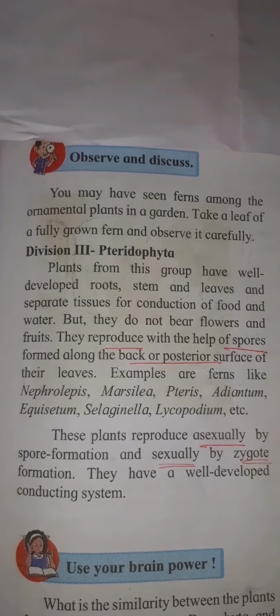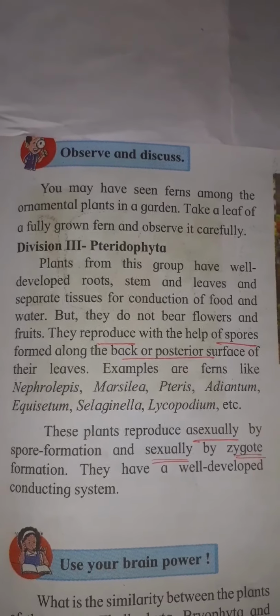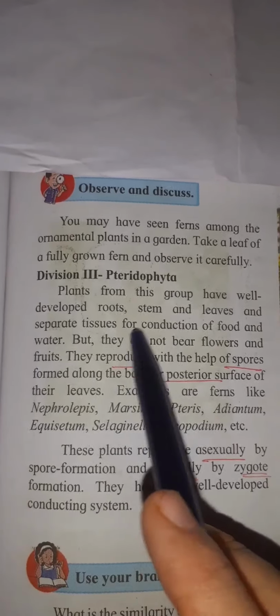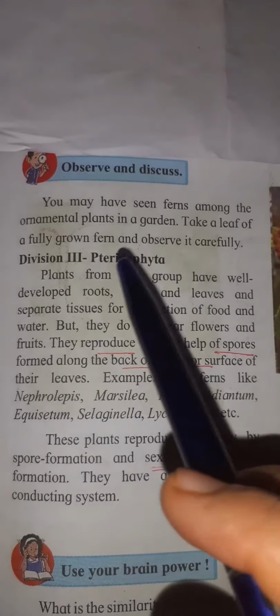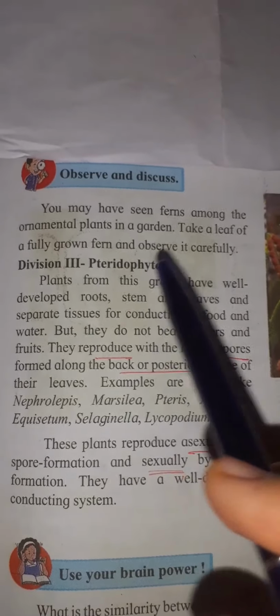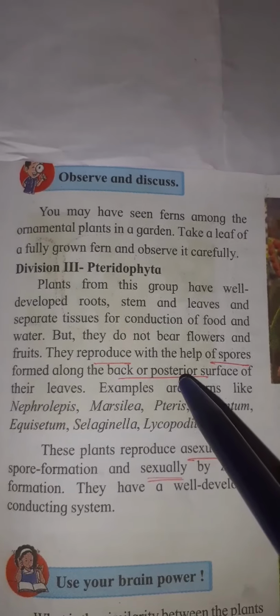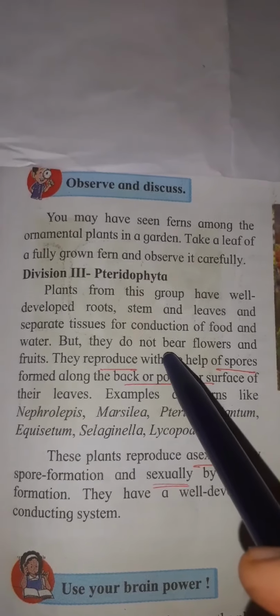If you observe these Pteridophyta plants, you will see proper structure of root, proper stem and leaves. They also have well developed and separate tissues for conducting food and water. That means they have properly well developed xylem and phloem. But because this division Pteridophyta is a division of cryptogams, these plants do not have flowers and fruits.